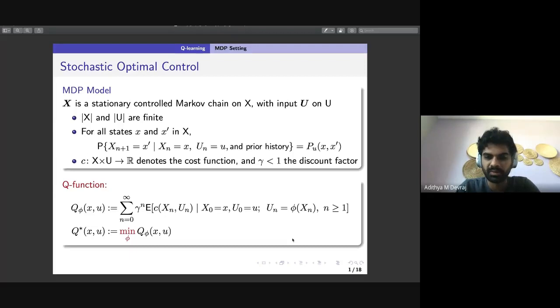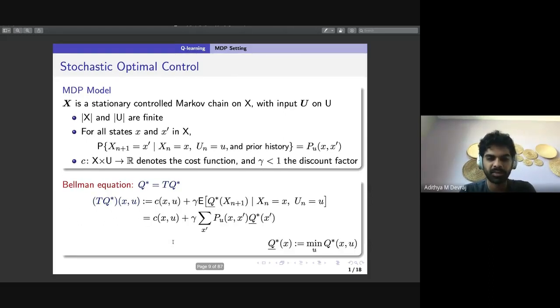So given a deterministic policy phi that maps from state to action, so this can be randomized too, but I won't get into the details for simplicity. So the Q function for a given policy phi is defined to be this infinite summation of discounted cost. And the optimal Q function Q star is the minimum over all possible policies phi of this Q phi of X comma U. And we know that this optimal Q function Q star solves this nonlinear fixed point equation, which is known as the Bellman equation.